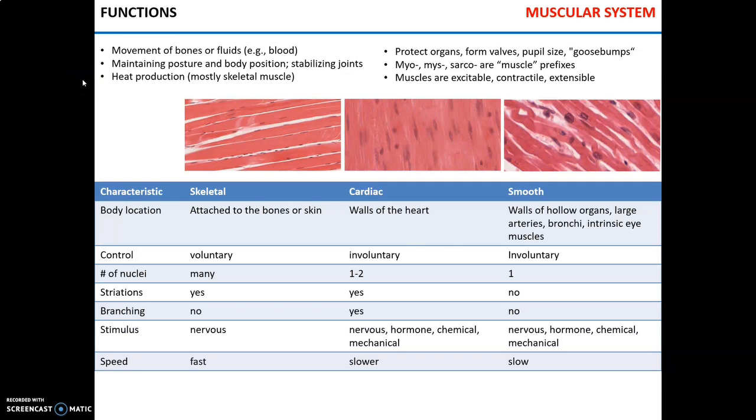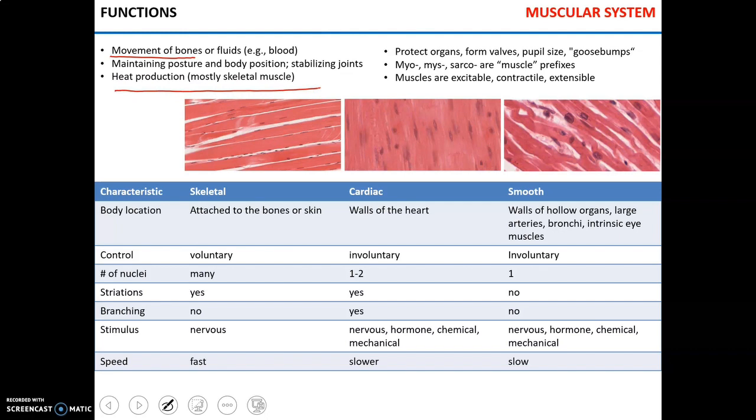Today we're going to be talking about the main functions and features of a muscle system, and we're going to start with the functions. The main function of the muscles, of course, is movement. Skeletal muscles move bones, cardiac muscle moves fluids, smooth muscles move, for instance, intestinal content. Skeletal muscles also maintain body position, posture, balance, and stabilize the joints. They produce heat. That's a really important function of a muscle.